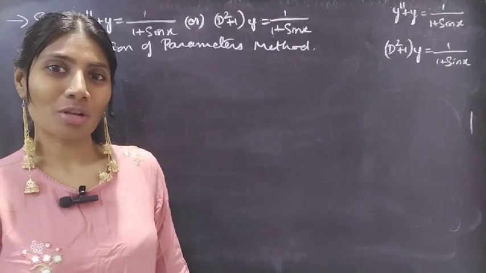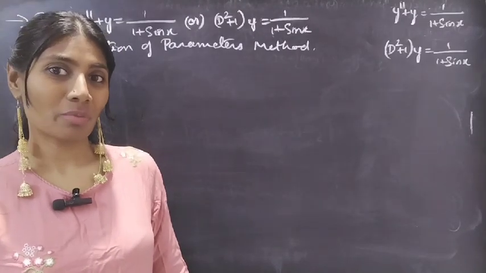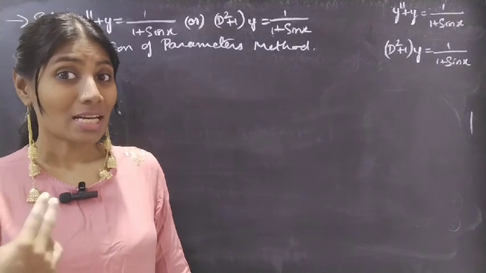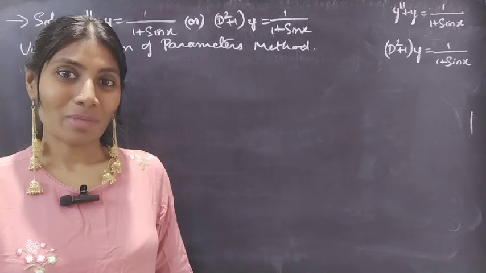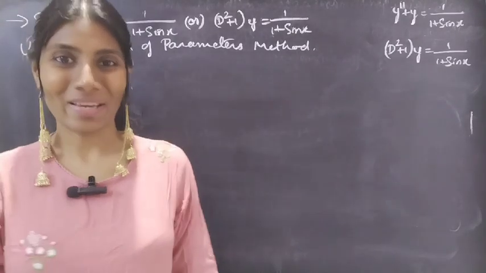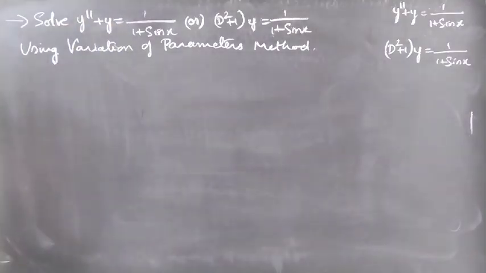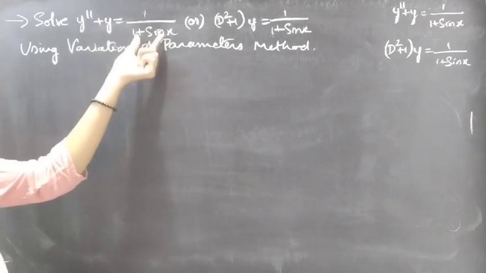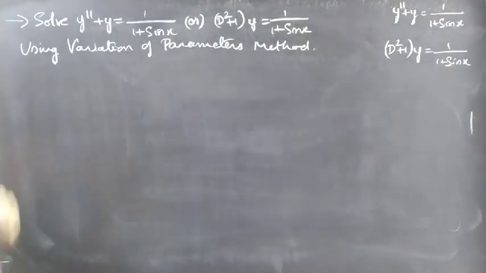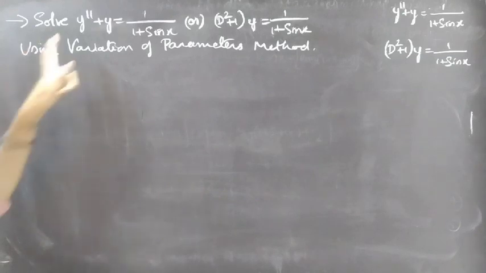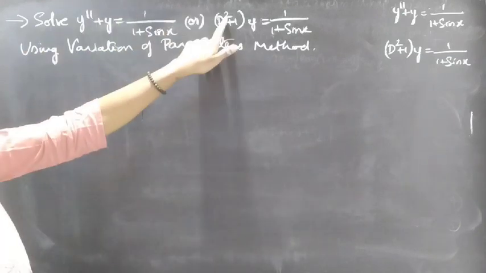In this video, we are going to solve a differential equation using the variation of parameters method, another way of solving the problem using variation of parameters, part 2. Let's get going. Problem: solve y double dash plus y equal to 1 by 1 plus sin x, or (D square plus 1) y equal to 1 by 1 plus sin x, using variation of parameters method. Here we are given a differential equation of order 2.